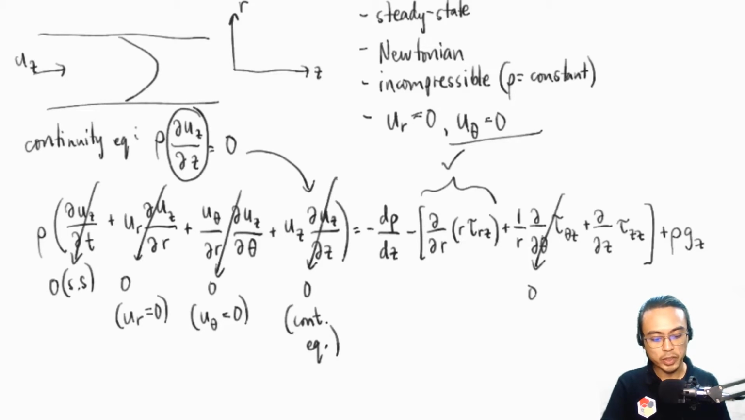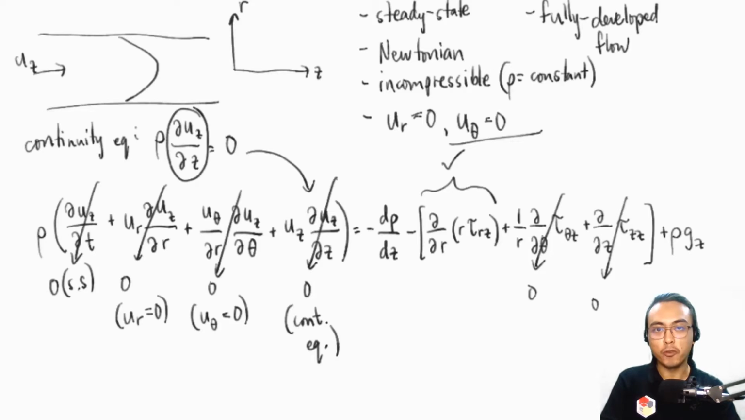Next term, the partial with respect to z of the shear stress acting on the z direction varying on the z direction. This is equal to 0 because of another assumption that we call fully developed flow. Under the assumption of fully developed flow, the velocity will not vary along the same direction that it acts upon. So if the velocity is through the z-axis, it will not vary along the z-axis. Okay? Meaning that the velocity at a certain value of r will be constant along the entire z. Okay? So the reason here is fully developed flow.